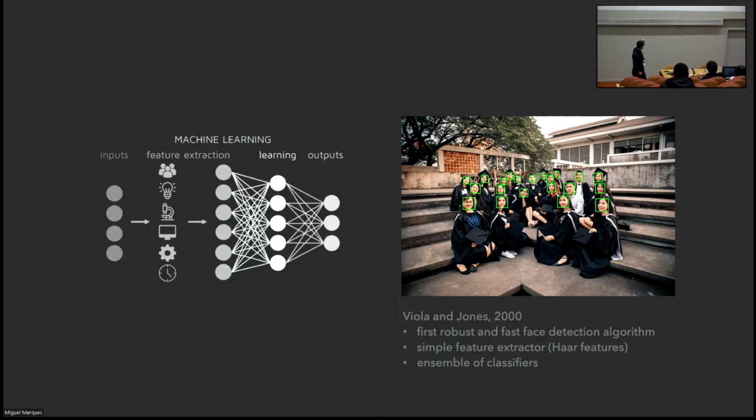This was an algorithm proposed by Viola and Jones. It used a very fast, very simple feature extractor, and then it used an ensemble of classifiers, so basically a combination of many very simple classifiers to classify if a given window is a face or not. Then it uses a sliding window approach. It will try to scan the complete image and try to say there's a face here, it's not a face, and so on.